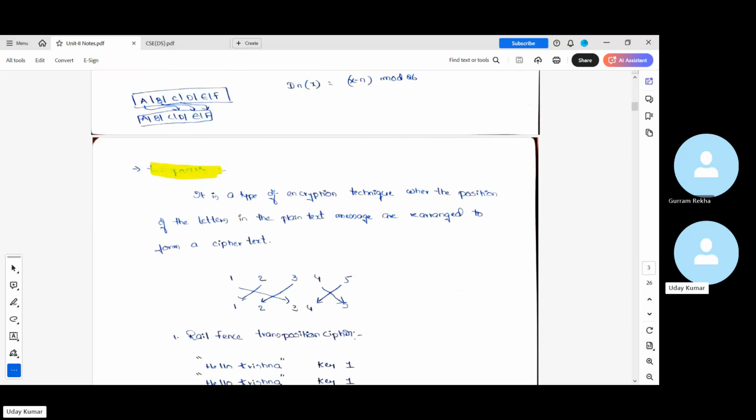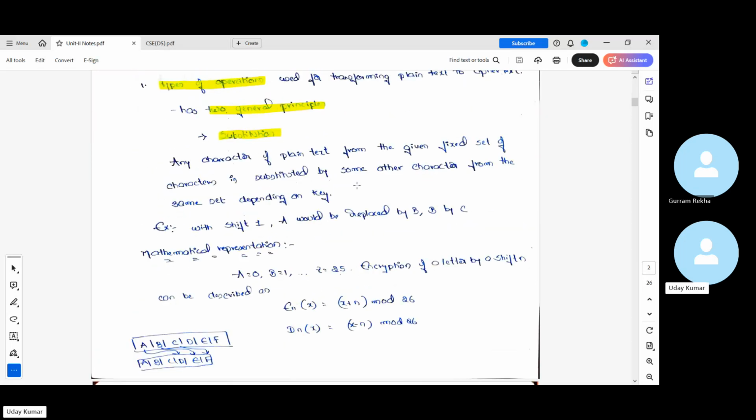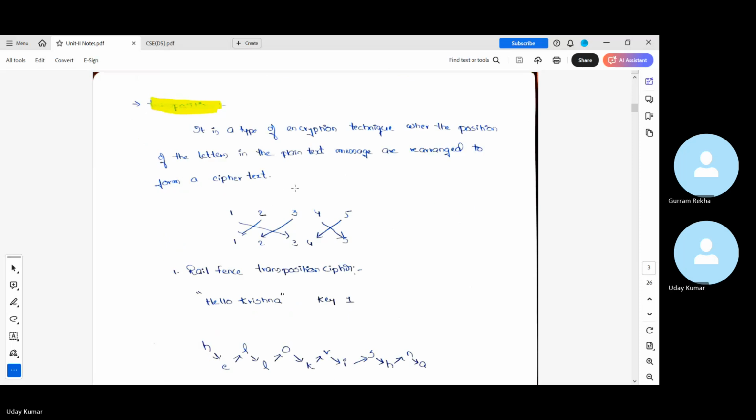That is about the substitution. Now let's go to the transposition. It's a type of encryption technique where the positions of the letters in the plain text are rearranged to form a ciphertext. So substitution is where you're actually transforming the original into some other text. Transposition is where the original text will still be there, but it is rearranged.